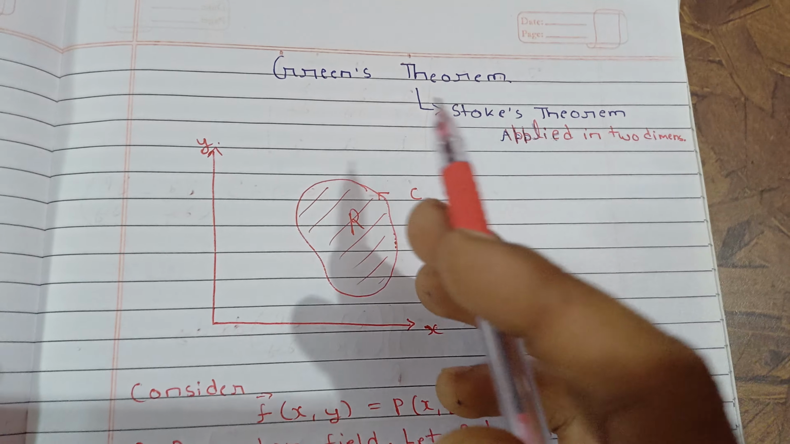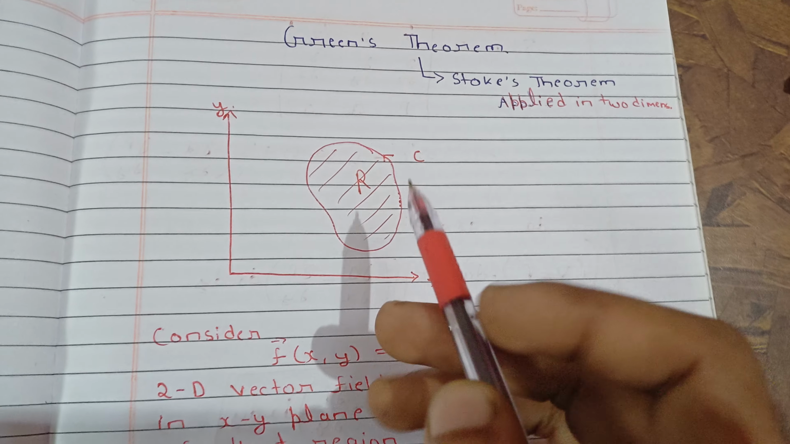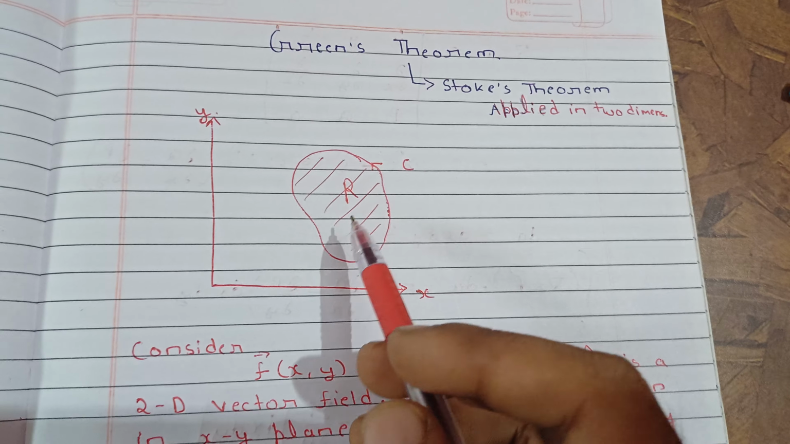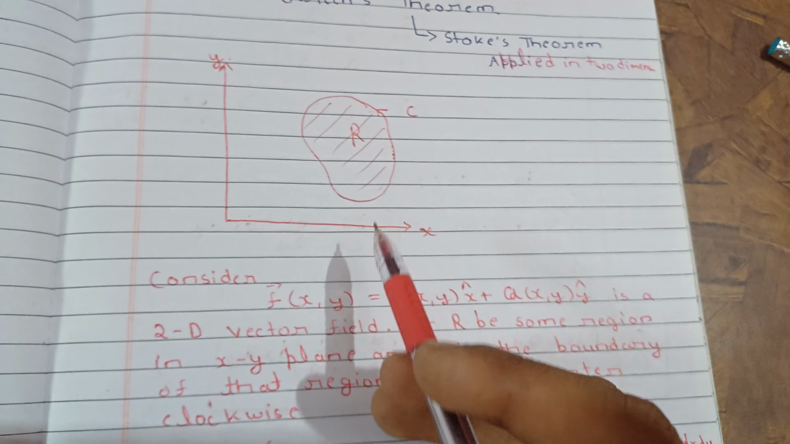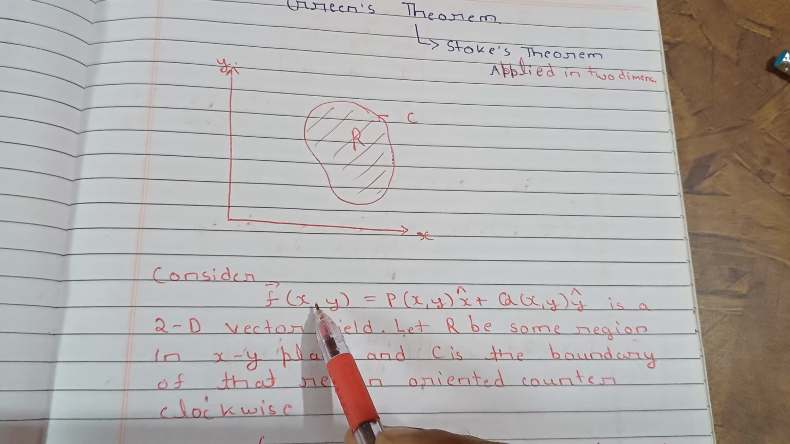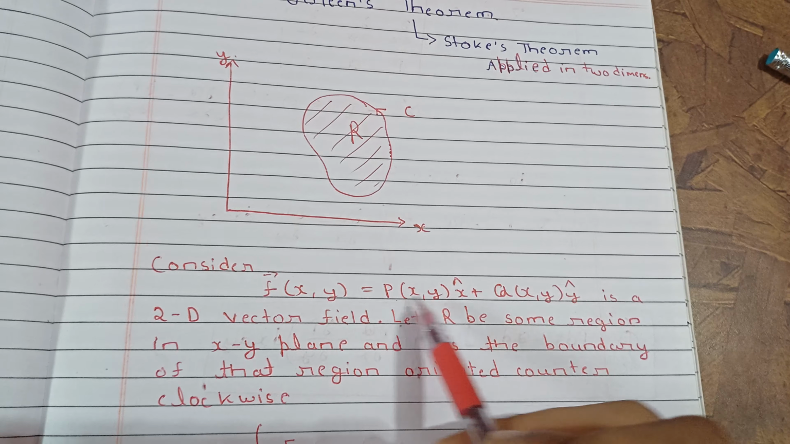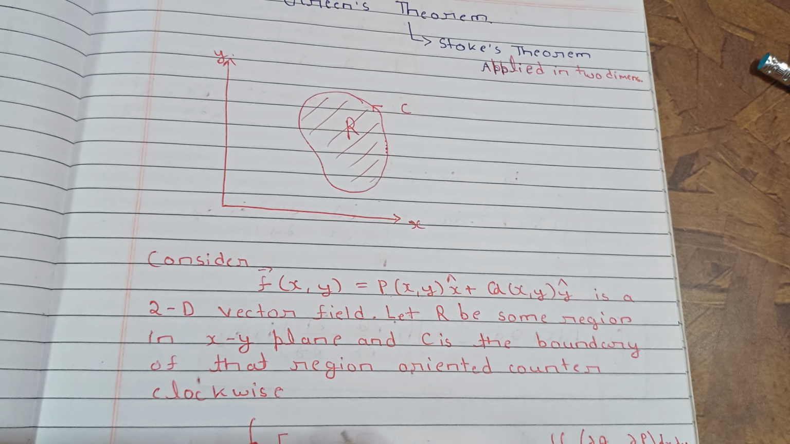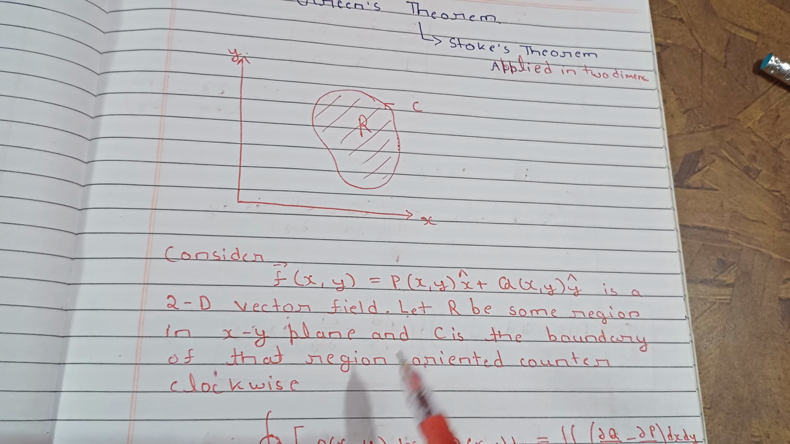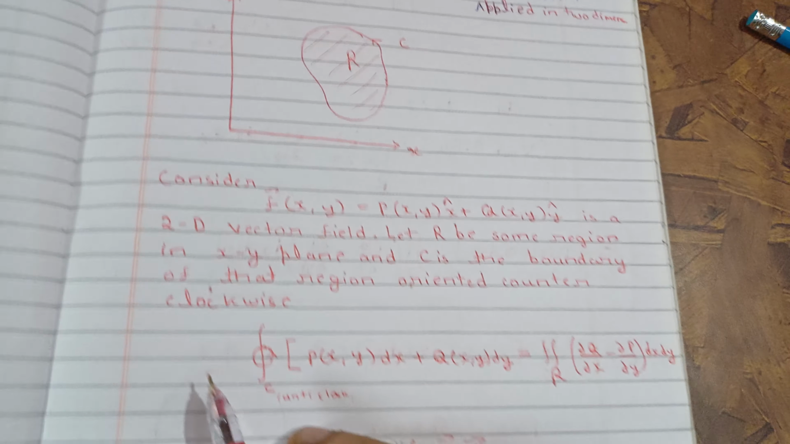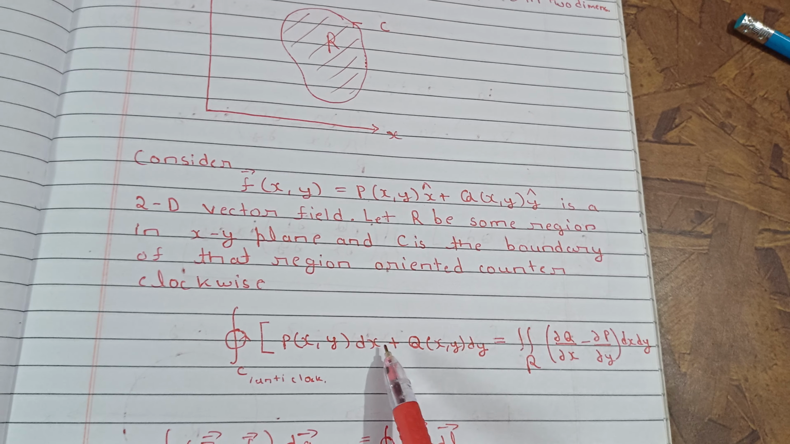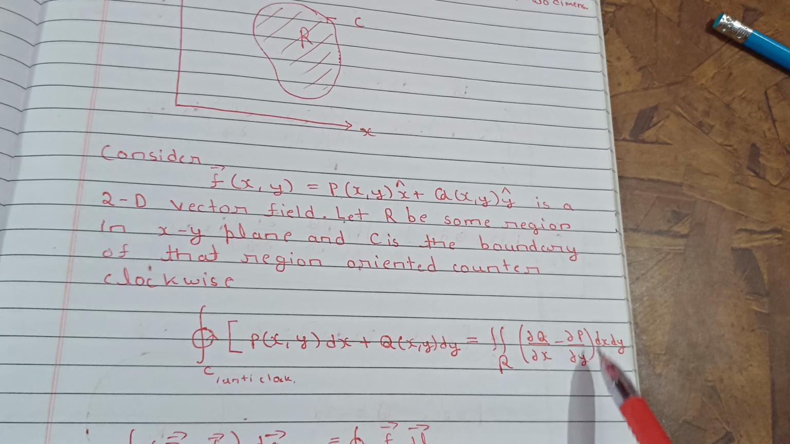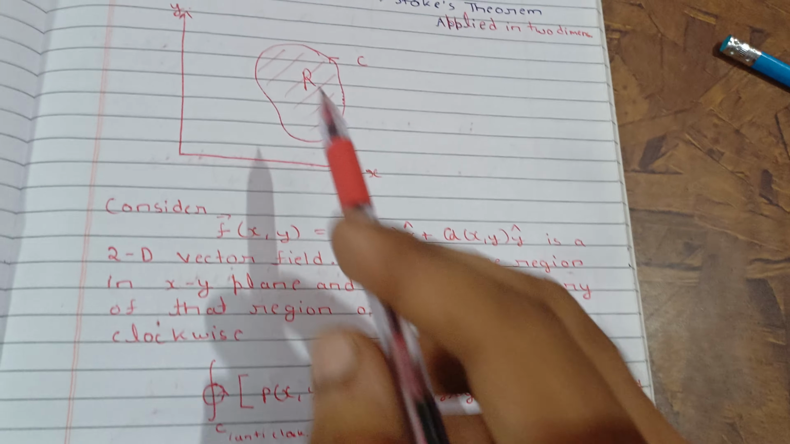Let's see what Green's theorem says. If there is any surface in 2D, a region R, and the contour direction is given anti-clockwise, and a vector field is given in two dimensions, F(x,y) equal to P x cap plus Q y cap, where P is a function of x, y and Q is a function of x, y. Then you can write the integral of P dx plus Q dy equal to the double integral of del Q by del x minus del P by del y dx dy in this region.